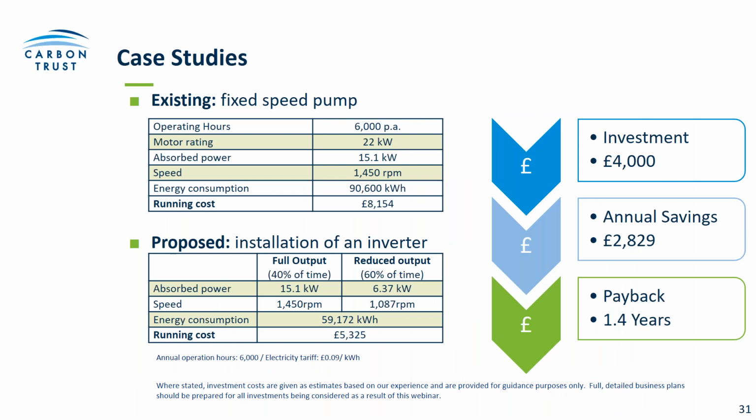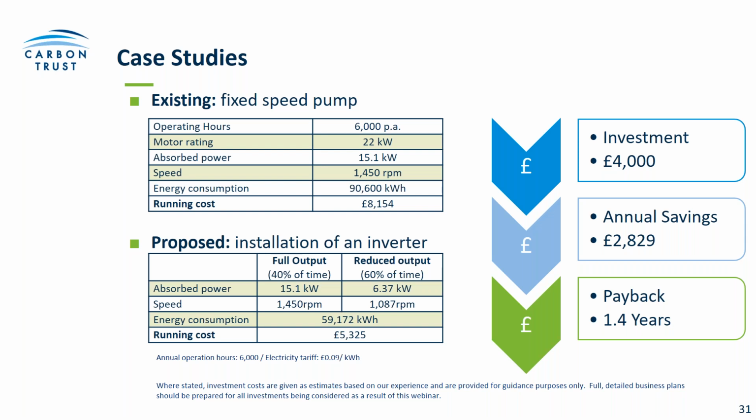So looking at that in the form of a case study, we have an example here where we have a fixed speed pump. It's operating for 6,000 hours per year. It's a 22 kilowatt motor, and it's operating with an absorbed power of 15.1 kilowatts, running at a constant speed in that example of 1450 RPM. And all of that leads to an energy consumption of just over 90,000 kilowatt hours and a running cost of slightly over £8,000 per year.